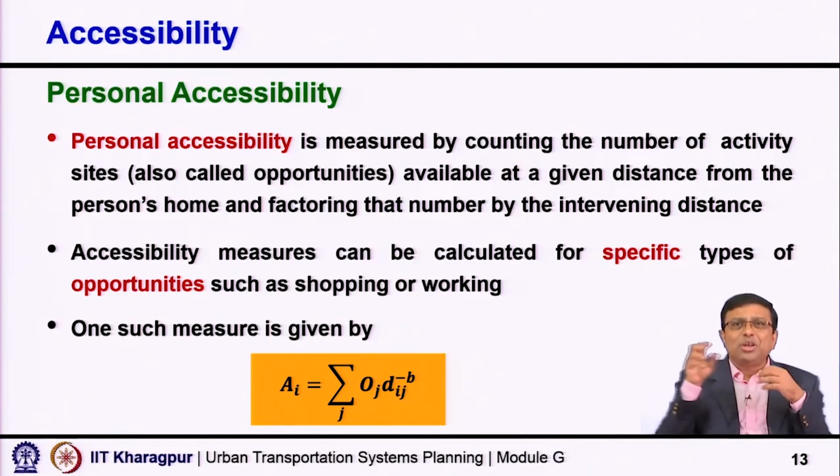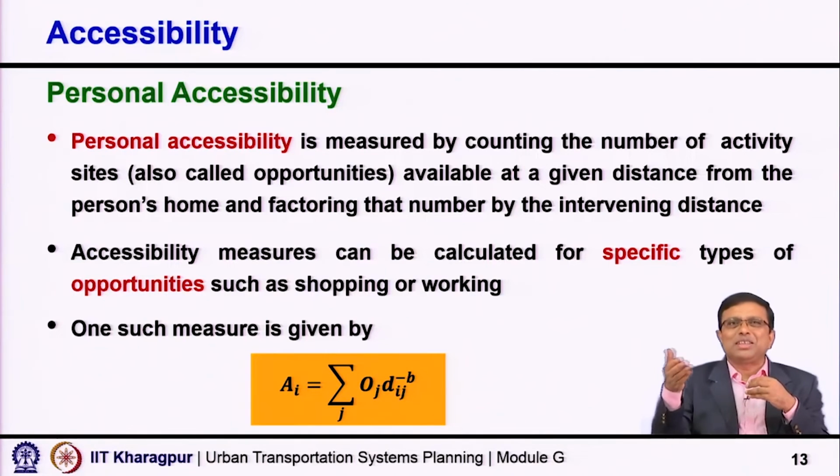But then these are all spatially separated. So, they will be at a certain distance surrounding, not next door, right. So, there is a thing that we are trying to do, this factoring by the intervening distance. So, some kind of discounting we are doing to say that okay, if an opportunity is at a longer distance or at a longer travel time, then some kind of discounting will happen. So, let me read it once again.